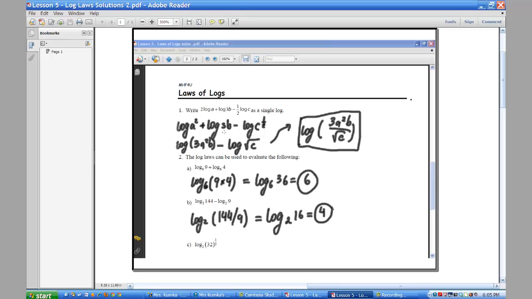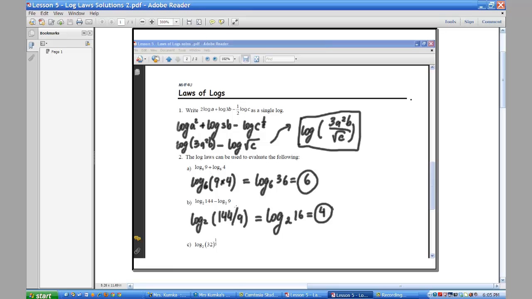Now, log A squared plus log 3B can be expressed as a single log using the product law, because if I'm adding 2 logs with the same base, I can just express it in terms of one log and multiply the answers. So log of 3B times A squared, or 3A squared B. And I still have my minus log square root of C, because C to the power of 1/2 is the same as C square rooted.